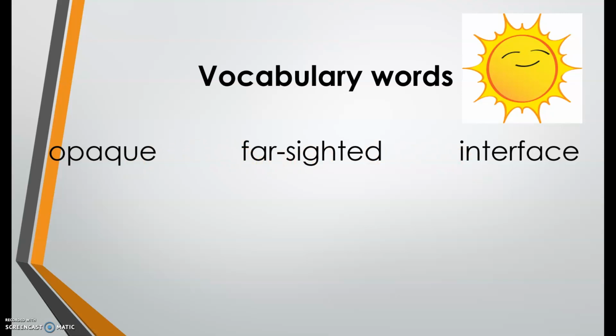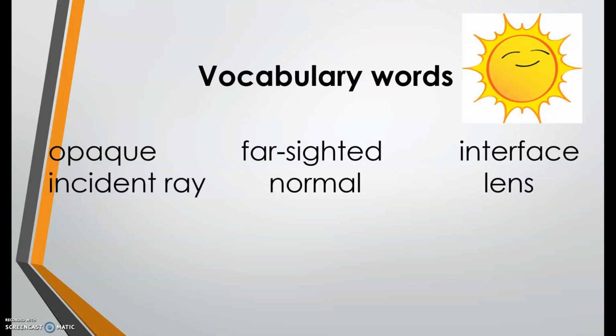Very good. Now listen again as I read the second set of words. Incident ray, normal, lens. Now repeat after me. Incident ray, normal, lens.